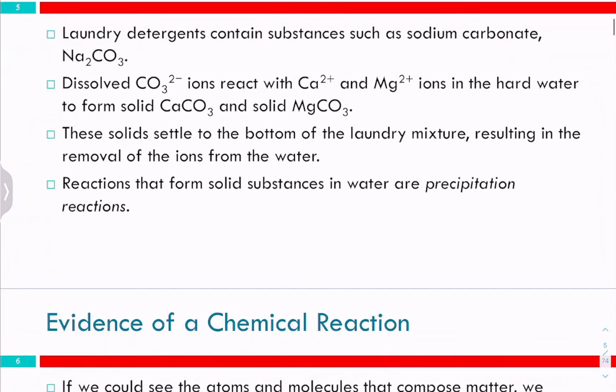This is an example of a precipitation reaction, which is in a way similar to precipitation like rain. The only difference is that rain is a liquid being formed in a gas. All the precipitation reactions we'll talk about are a solid being formed in a liquid. So they are analogous.